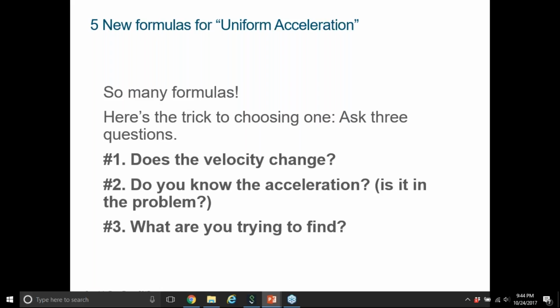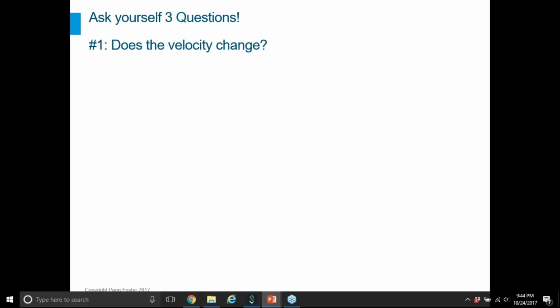So I want to go over my explanation for how to choose a formula. I have a 3-step process here, and here's the trick to doing it. You ask these questions. First question is, does the velocity change? If it does, then use formulas from a certain group. If it doesn't, use formulas from a certain group. Number 2, do you know the acceleration? Same thing. It's going to help you narrow down groups. And then once you've picked a group, you answer question 3. What are you actually solving for? What variable are you trying to find? So let's look at these formulas and how this works.